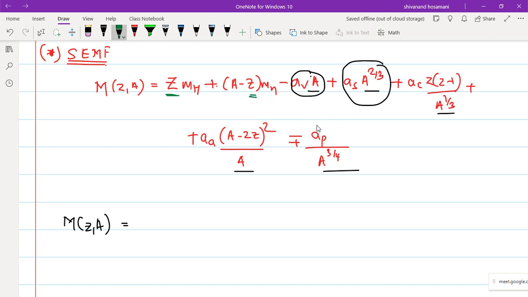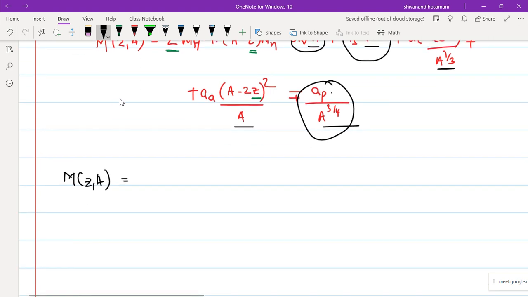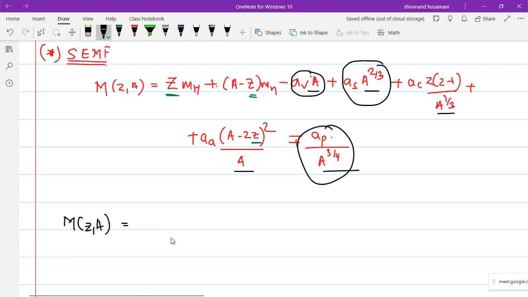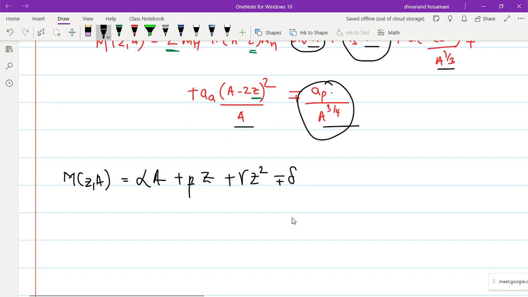Then here we can expect Z square. We can expect the Z square from this. And even here also Z dependency is there. Z square dependency is also there. Then there is no dependency of Z here. So here I will rewrite the same expression. Once you look at this, I will rewrite it as alpha into A plus beta into Z, then plus gamma into Z square plus or minus delta.